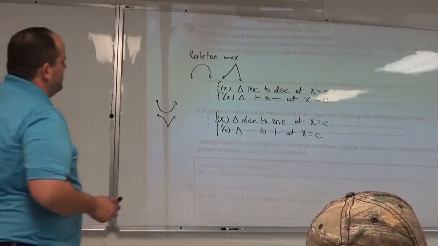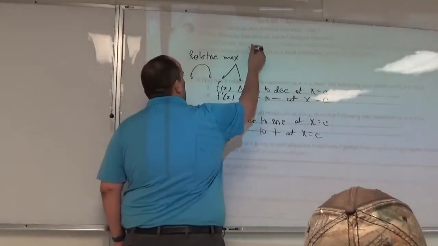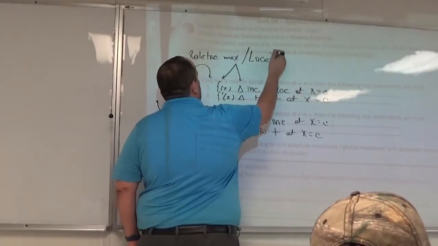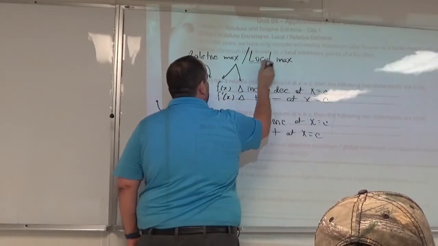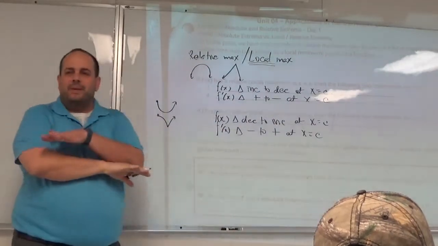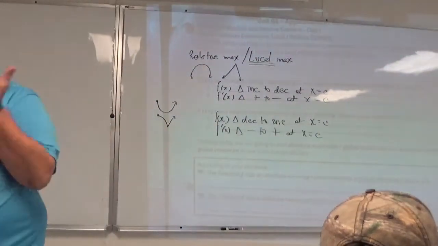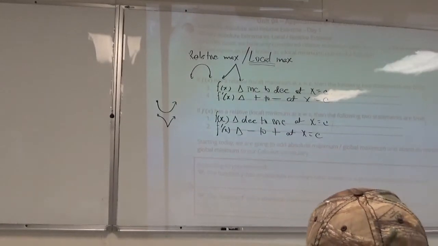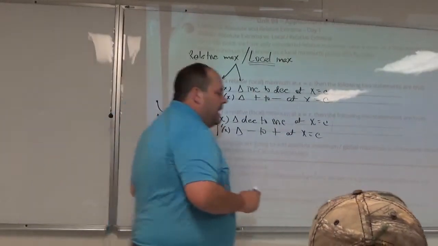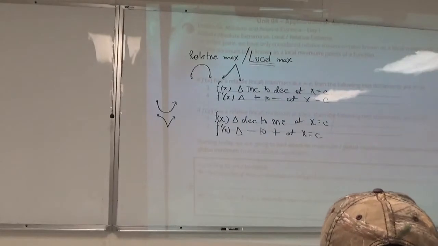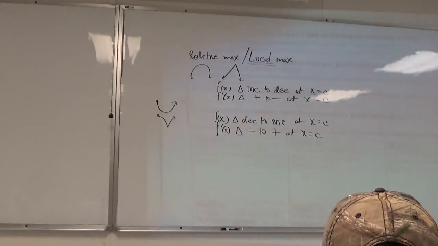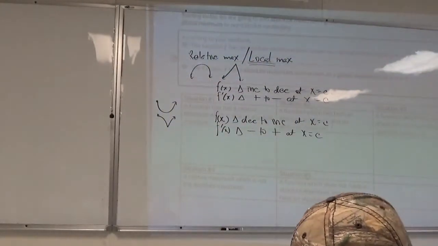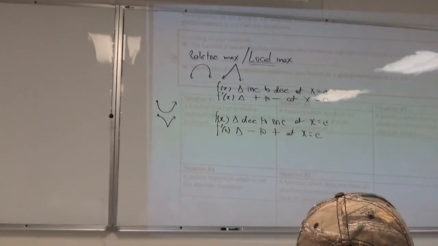Now, some textbooks are going to say relative max or relative min. They're also going to use the word local max or local min. It means the same thing. These are just synonyms. Okay? But here comes the new idea. I want to introduce you guys to this idea of an absolute maximum or an absolute minimum. And it starts off easy and then it's going to rock your world.